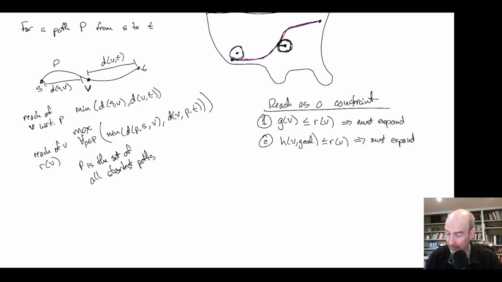And what this is saying is, look, I don't know how far it is to the goal, but I think it's at least this far. And this is a lower bound. So then we say if the heuristic is less than the reach, then I still must expand the goal as well.